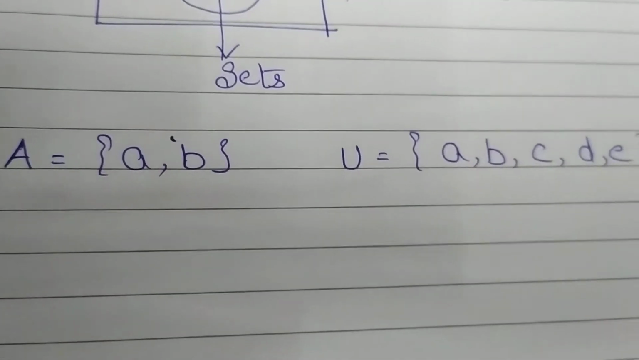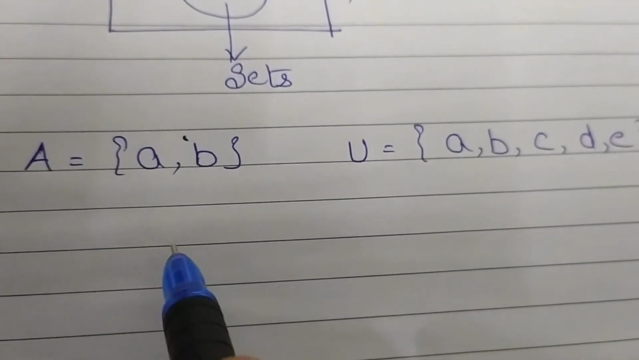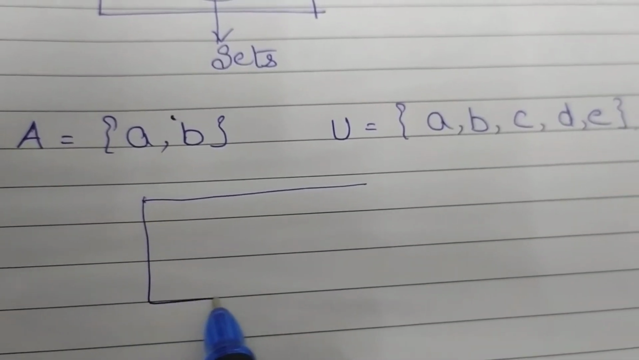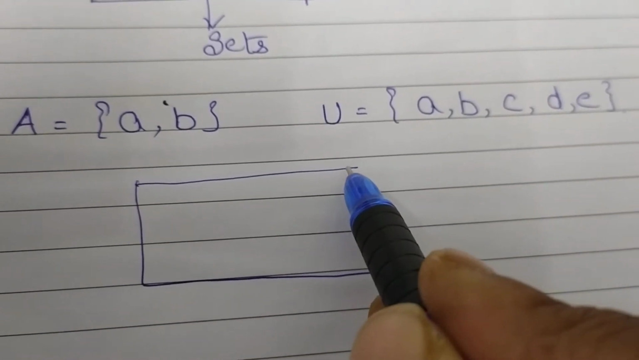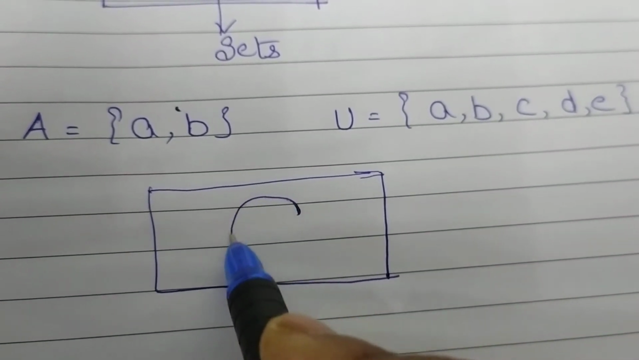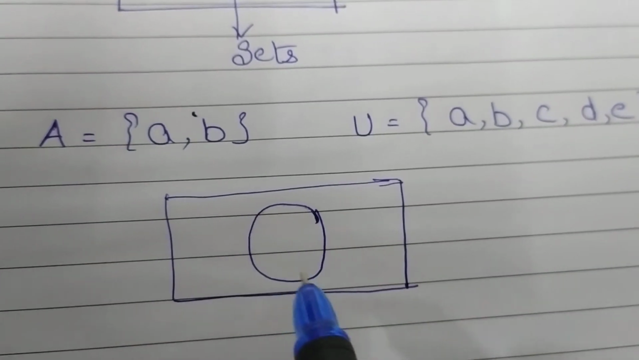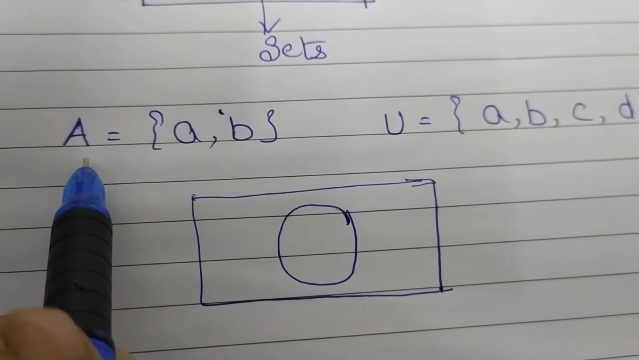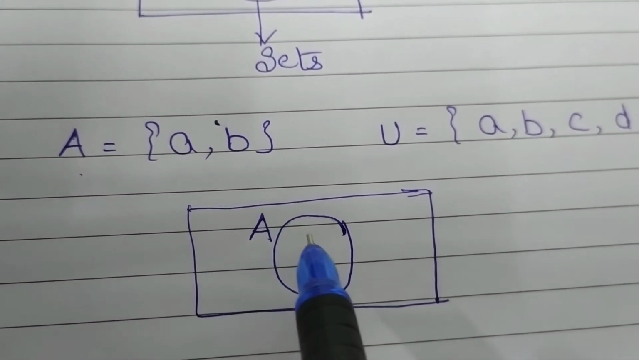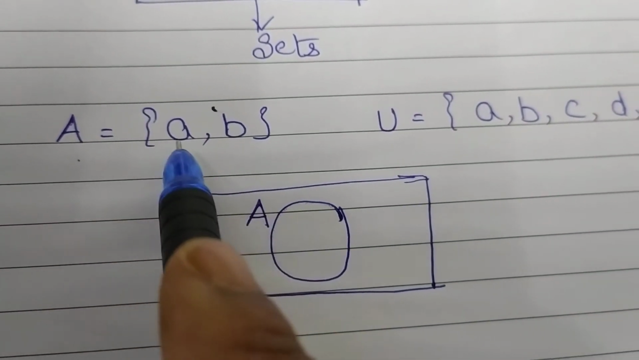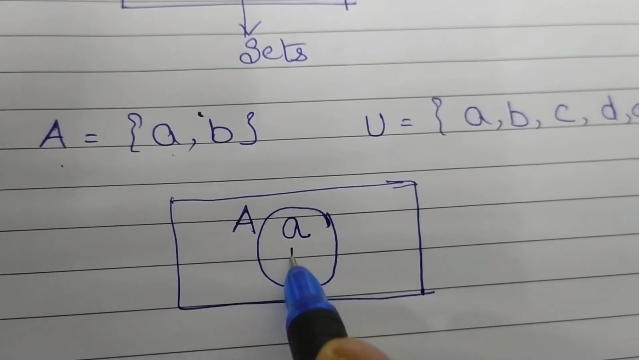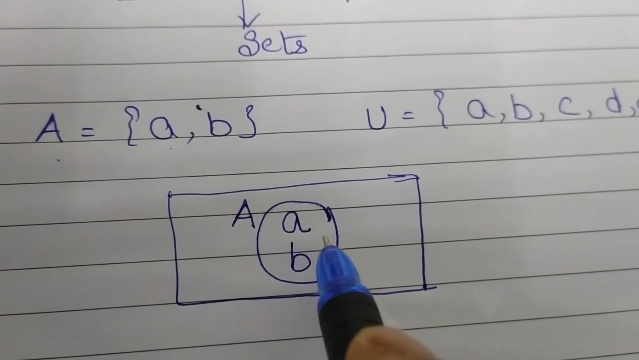To represent this as a Venn diagram, you draw one rectangle, which indicates the universal set, and a circle, which indicates the set. Here the set is A, so I write A. The elements in set A are a and b, so I write those elements inside the circle.